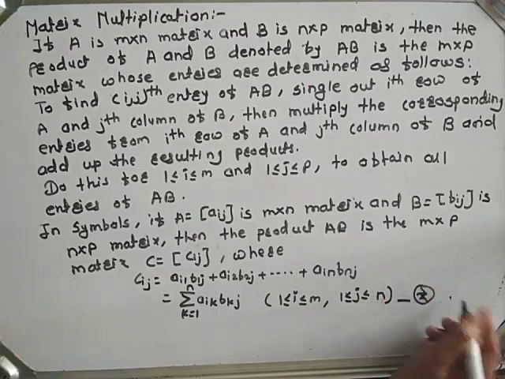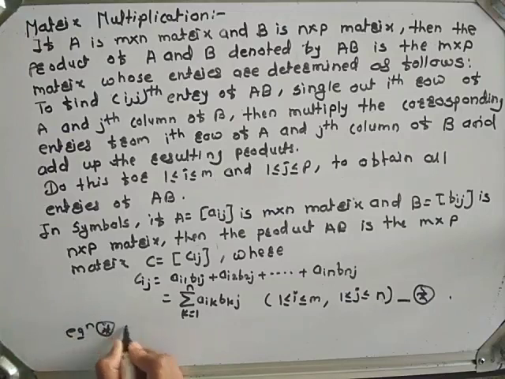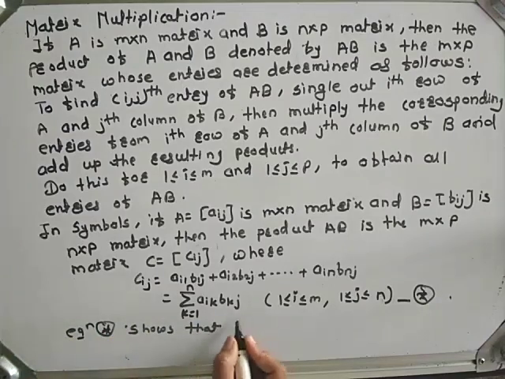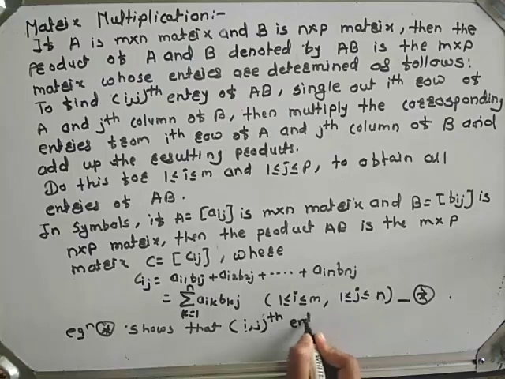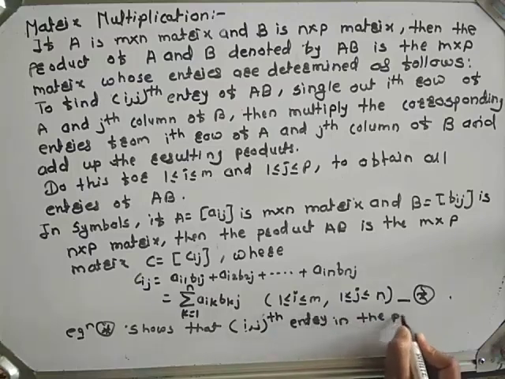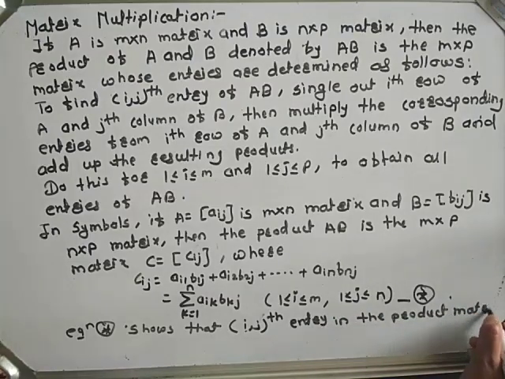Let us call this equation number star. Equation star shows that the ijth entry in the product matrix AB.